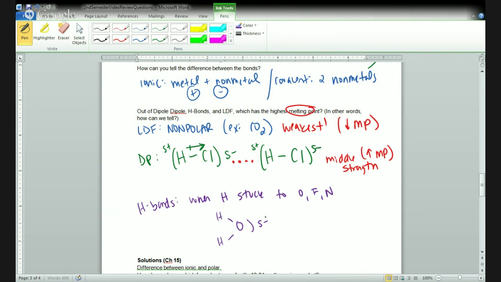We know this side's kind of negative. We know the H's are kind of positive. So if I bring in another water molecule, we have a super strong attraction that's going to occur between the negative of one water molecule and the positive of the second. So this is going to be the strongest. So these are going to take the most energy to break. They're going to be the hardest to overcome. So this would have the highest melting point of all.